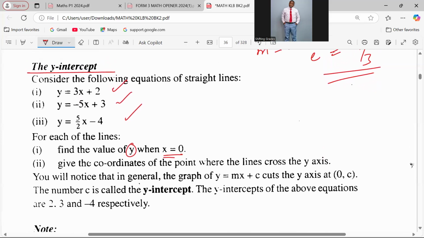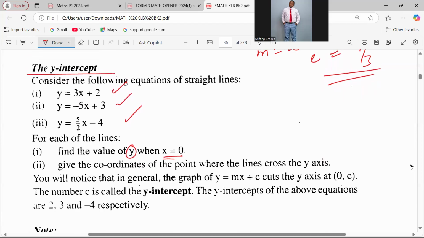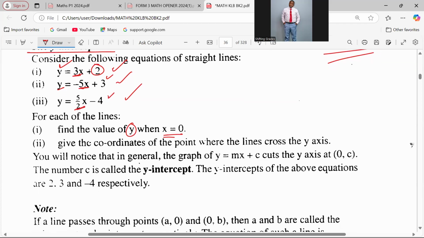To find y when x is 0, for the first line we substitute 0 here, and y automatically becomes 2. We substitute 0 here, the value of y becomes 3. We substitute 0 here, the value of y becomes negative 4. Therefore, the constant c is usually the coordinate of y when x is 0.